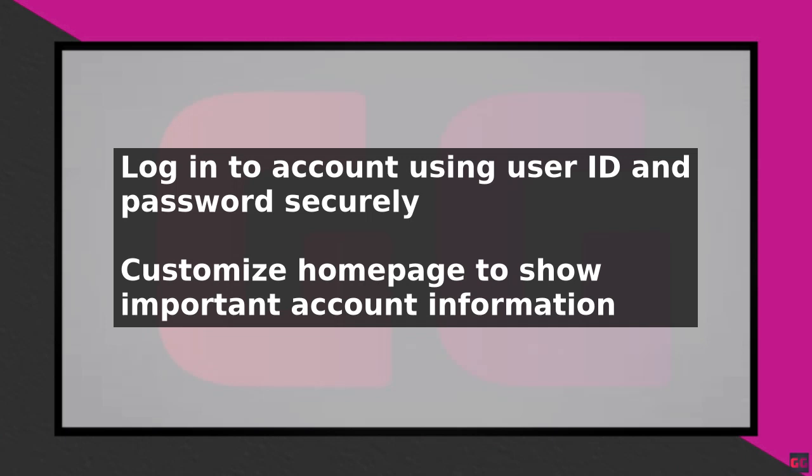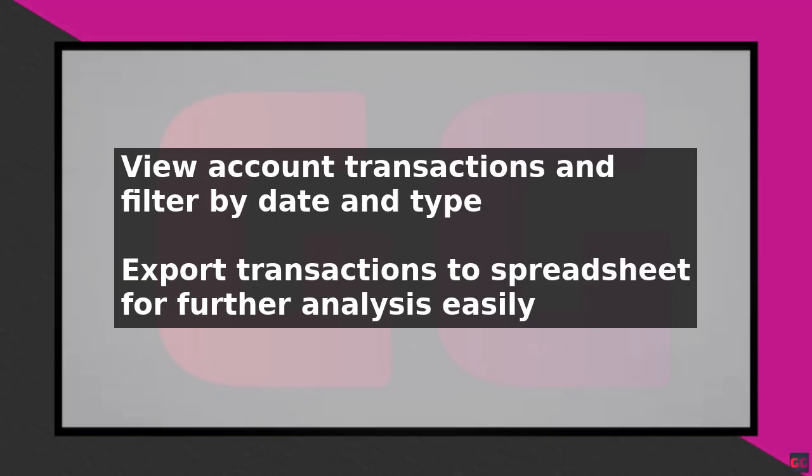To make a payment, click on the Make a Payment button and enter the recipient's details, including their name, account number, and sort code. You can also set up standing orders and direct debits, which allow you to make regular payments automatically.